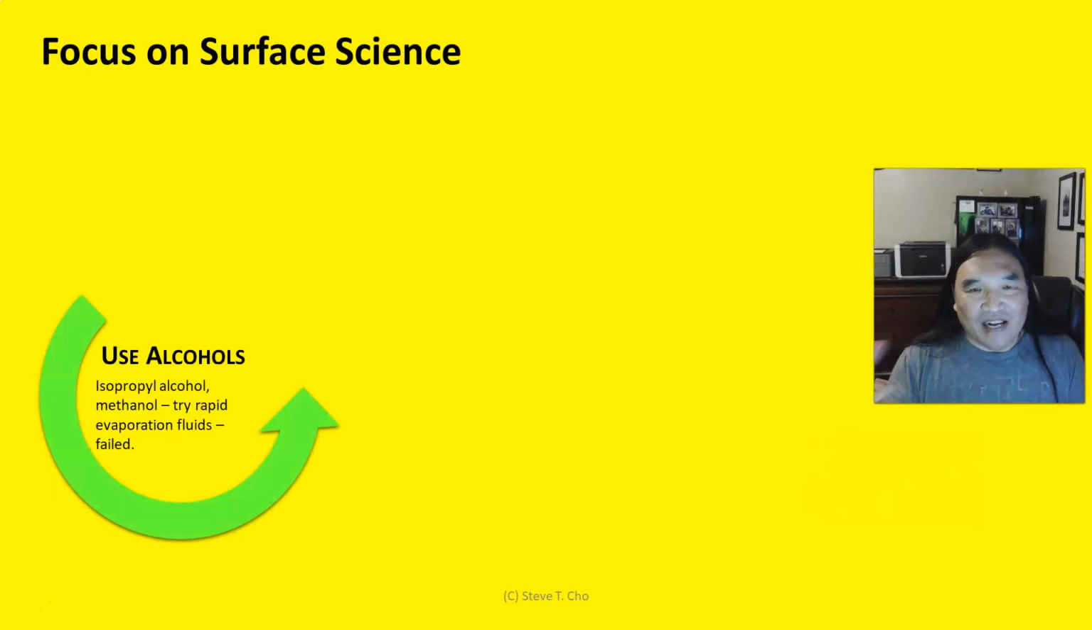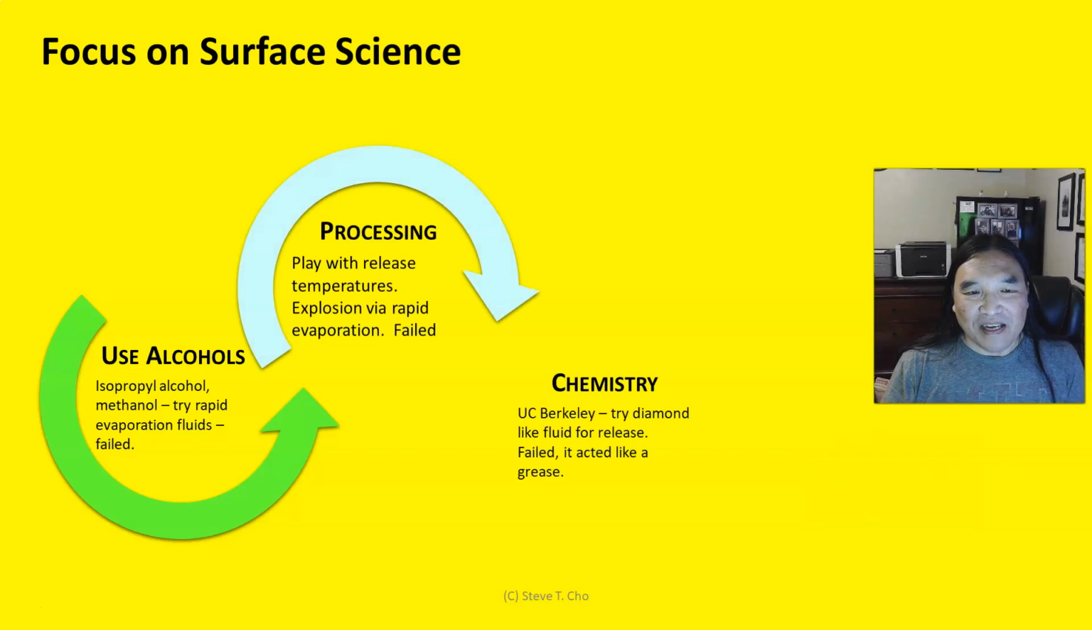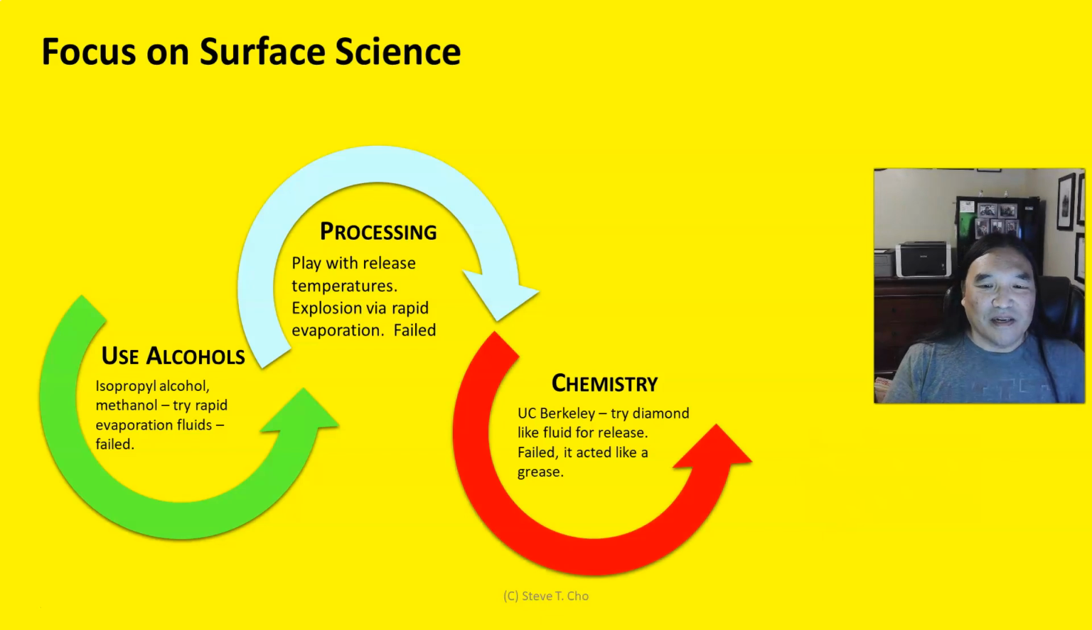First, we tried alcohols. If these evaporate very quickly, maybe they'll release more easily. And that ended up failing. And so the second approach was to play with the process parameters: put in a really high temperature so when it dries it'll just kind of explode, and you get rapid evaporation freeing it. Yeah, that didn't work either. So the third approach they tried, and this was touted by Berkeley, is using a diamond-like substance for fluid release. And we got a sample of it, and the thing failed like crazy. All it did was leave kind of a grease on the surface. It was a mess.